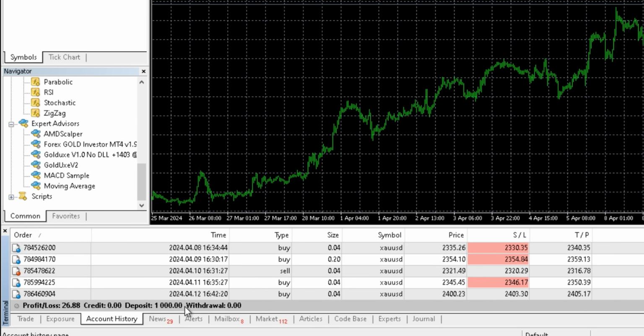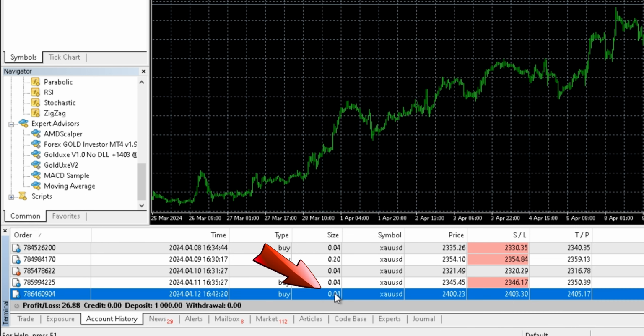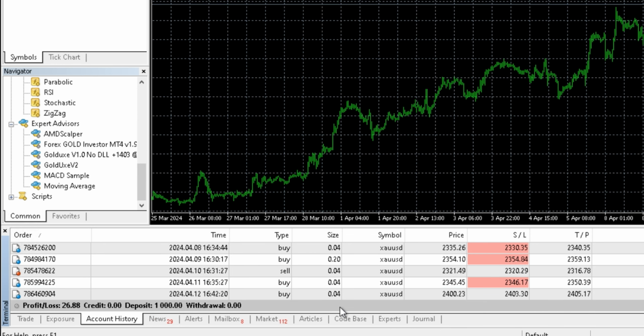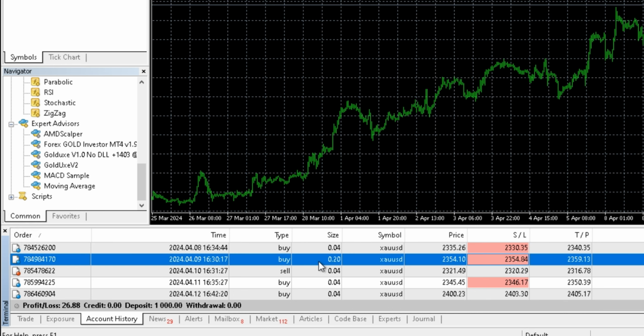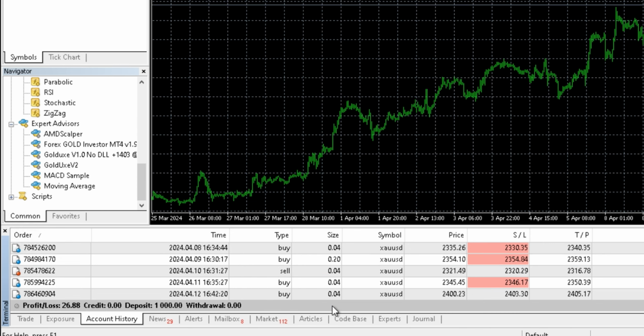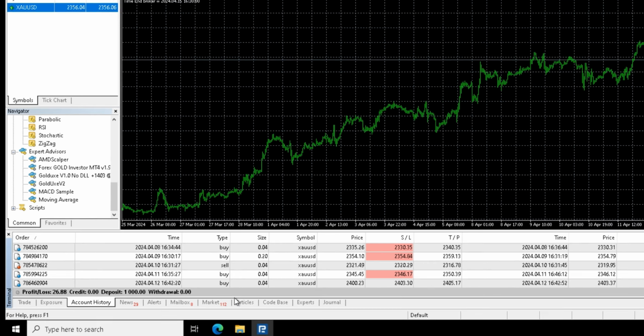I used this EA on a $1,000 account, and the lot size that was used was 0.04. Whenever this EA loses a trade, the next day it will open a trade with 5 times the lot size used before. For instance, here it used 0.04 lot size for this trade, which was a losing trade. So the next day, it took a trade with 0.20 lot size, which thankfully turned out to be a profitable trade.